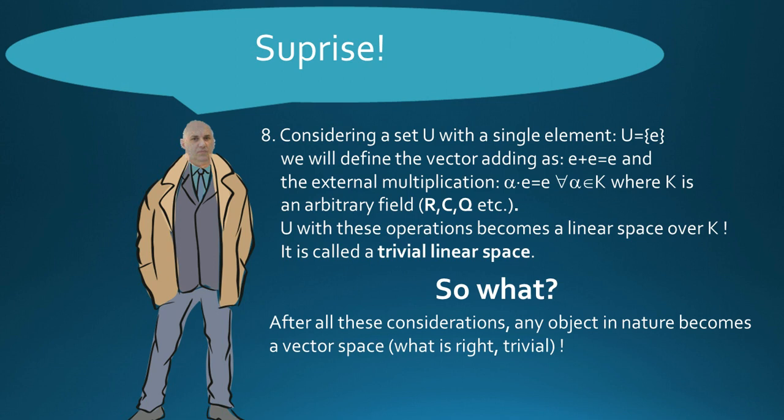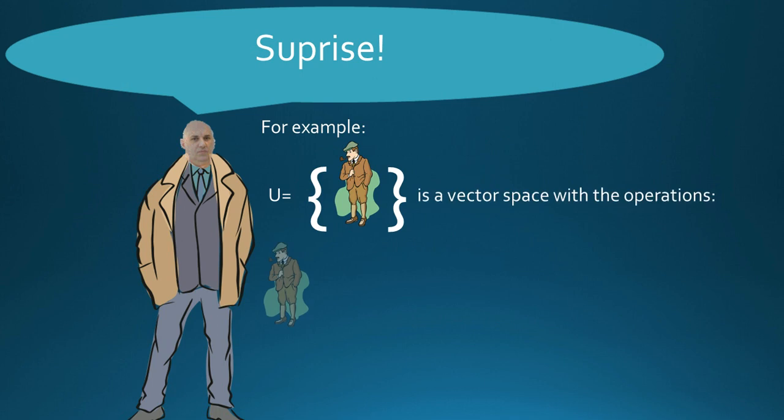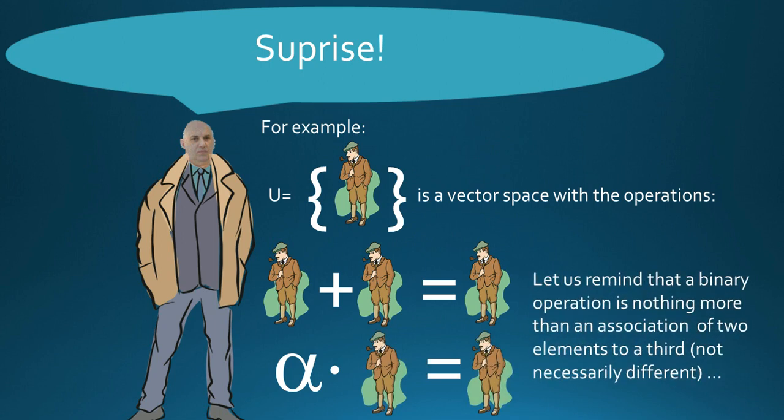So what? After all these considerations, any object in nature becomes a vector space. Is that right? Trivial. For example, U equals {a man} is a vector space with the operations: the man plus the man equals the man, alpha multiplied by man equals man. Let us remind that a binary operation is nothing more than the association of two elements to a third, not necessarily different.